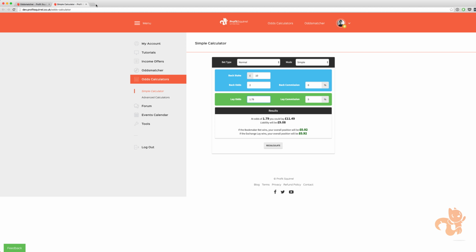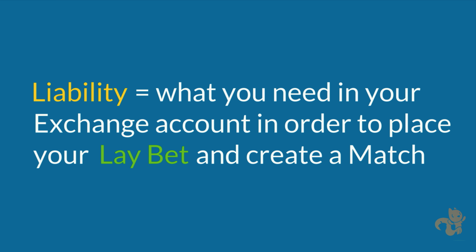The back and lay bet will cancel each other out and you'll be left with the result as predicted by the odds calculator. All you really need to remember is that liability is what you need in your exchange account in order to place your lay bet and create a match.